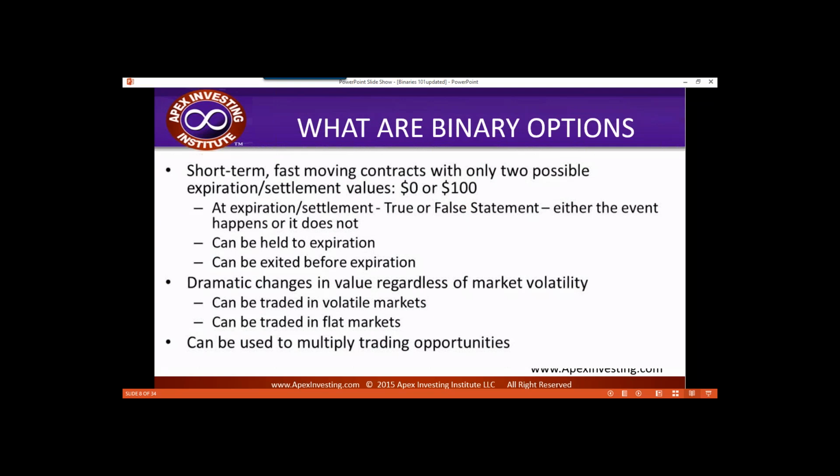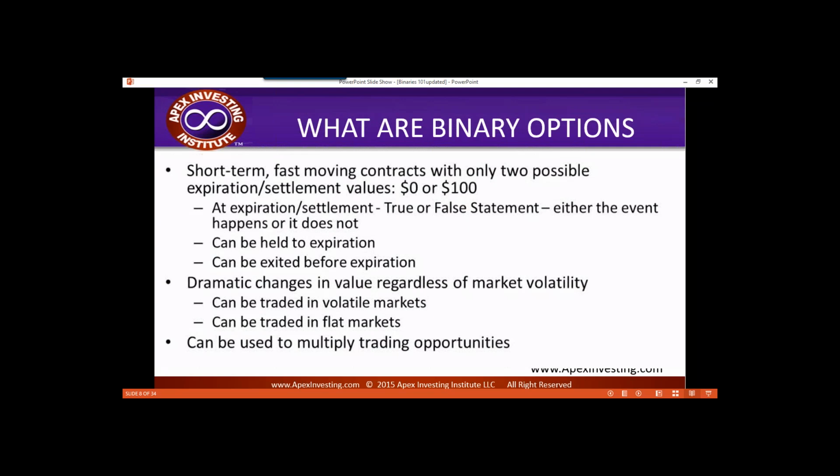All right, these are short-term, very fast-moving contracts with only two possible outcomes at expiration. It's a binary, which is yes or no, 1 or 0, true or false. Basically, at expiration, a binary is either worth 0 or it's worth 100. It's a true or false statement. Either the event does happen or it does not happen.